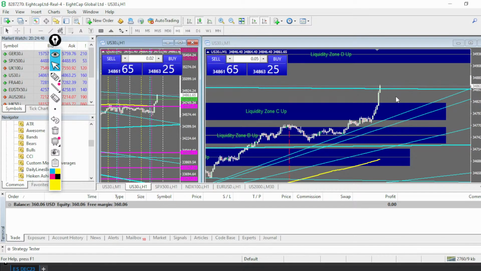So price is starting to look very bullish, and we may not have enough time for price to move back to the downside.